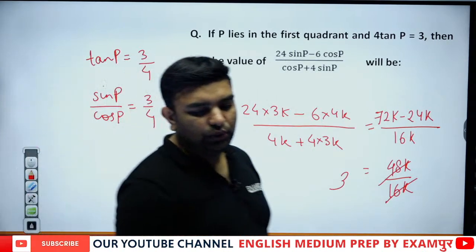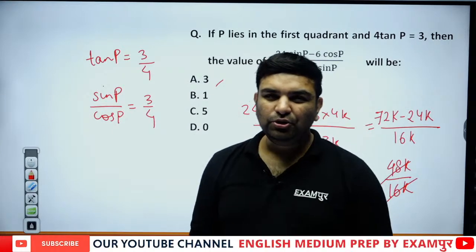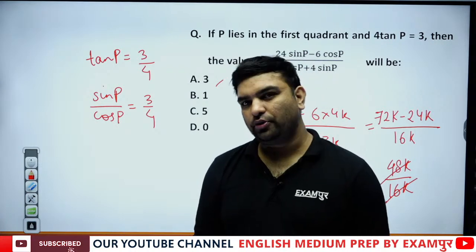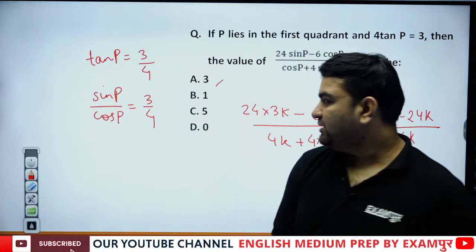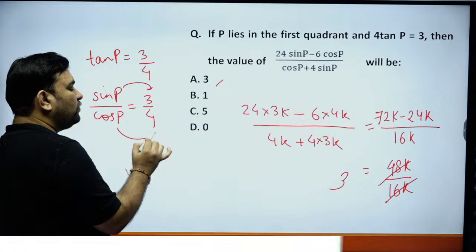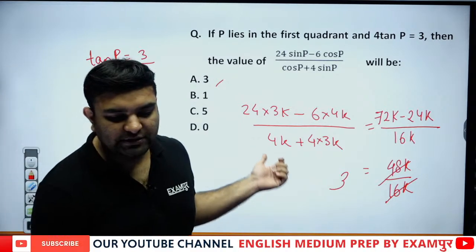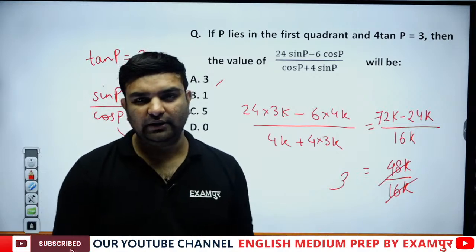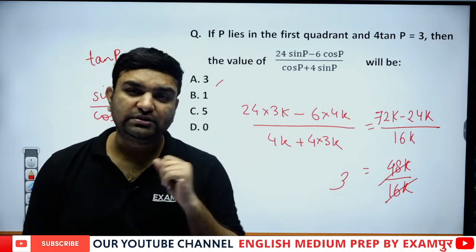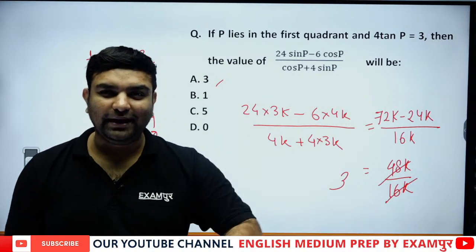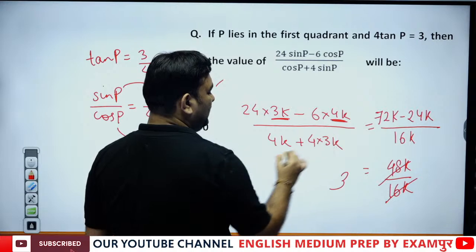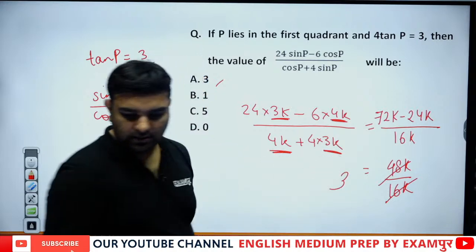Why am I using k, guys? Because I want to make you conceptually strong. We know that the value of sine cannot be greater than 1, and the value of cos cannot be greater than 1. You might have seen people directly putting sine as 3. How can sine be 3? It can be 3k, but it cannot be 3. So we put 3k, 4k, and get the answer. Got it?